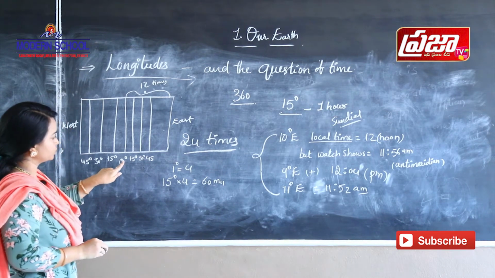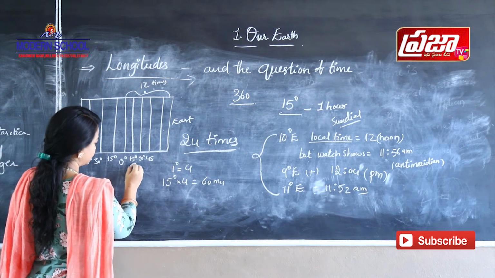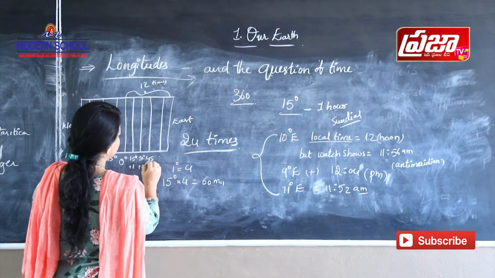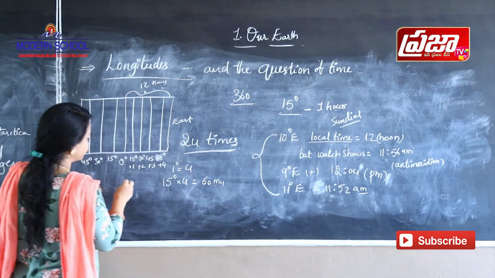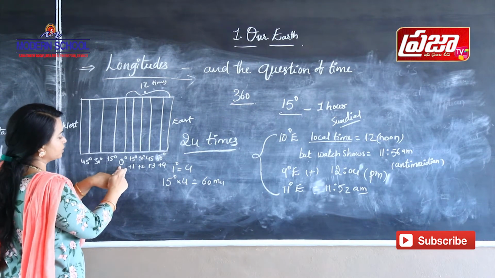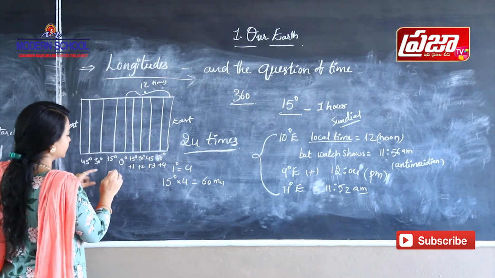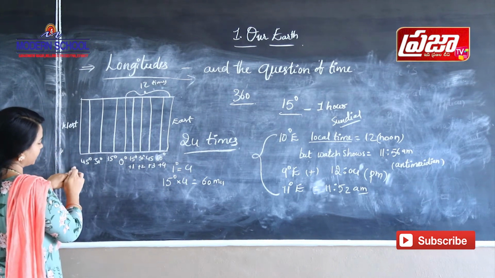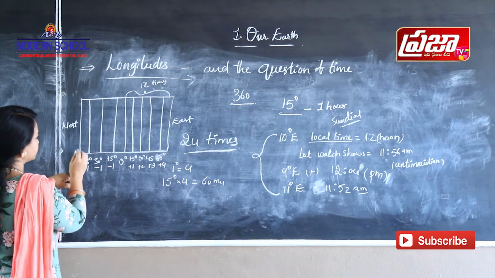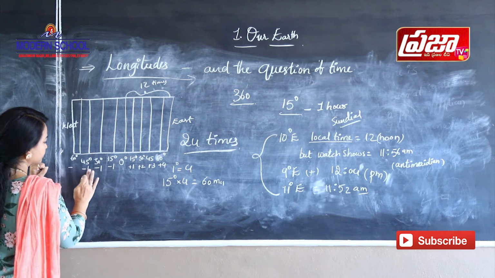So from here, when you move towards the east side, you have to add the time. It means +1, +2, +3. When you move towards the east side from 0 degrees, you have to add 1 hour. Okay, add time. And when you move towards the west side from 0 degrees, you have to subtract the time. Subtract.